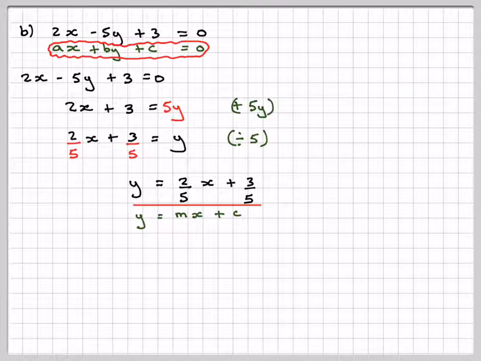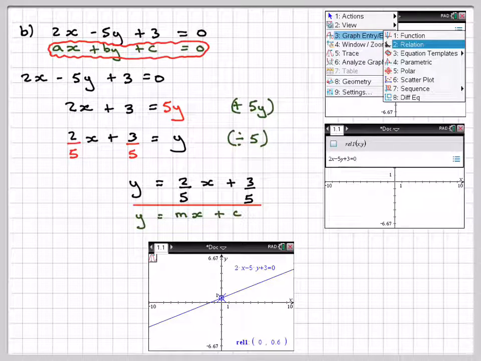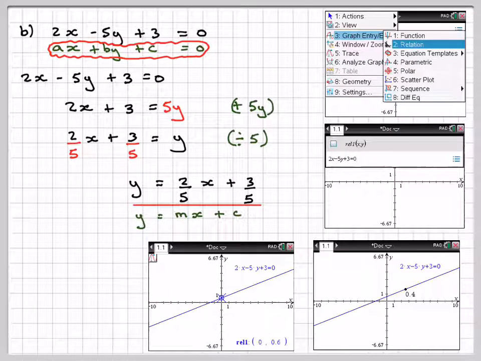There's a screenshot to show you how to do that. Okay, so let's just check in here. You've got 2 over 5 for the gradient, which is 0.4. And you've got 3 over 5, which is 0.6 for the y-intercept.